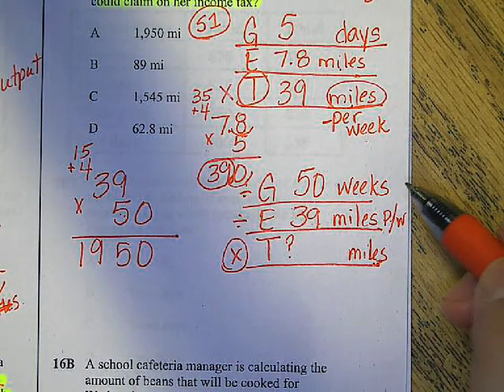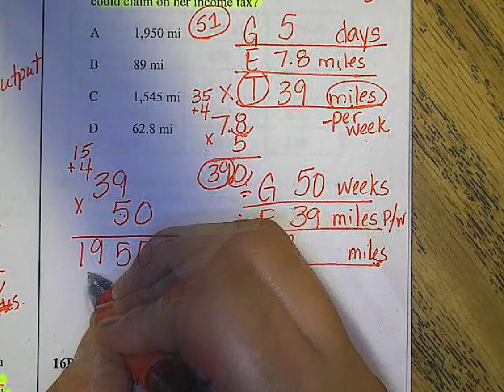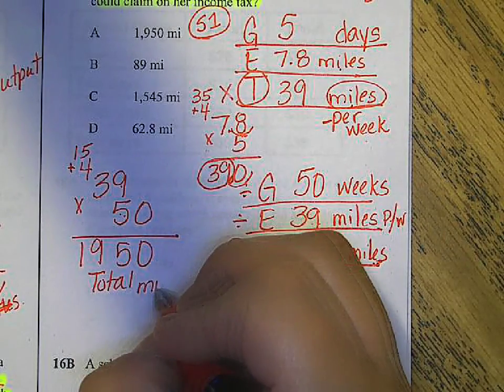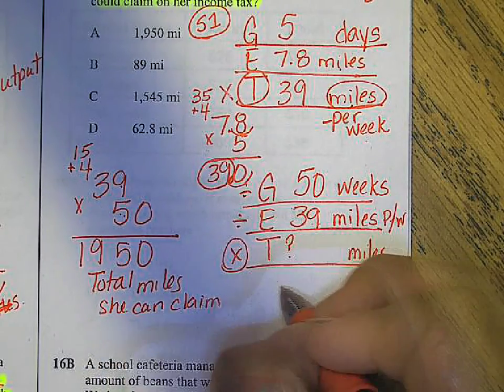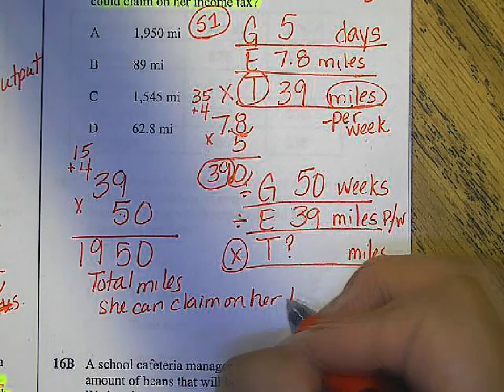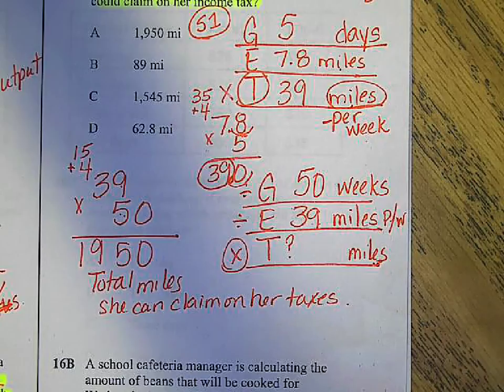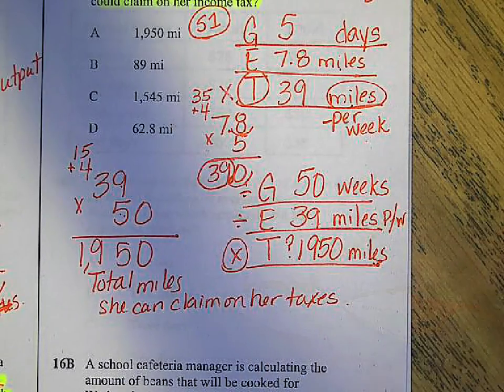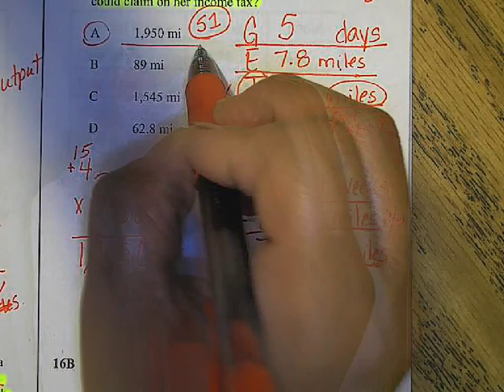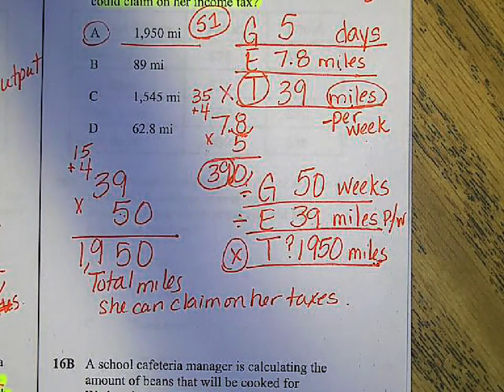Okay? So, these are my total miles she can claim. And I do want that complete sentence on her taxes. 1,950 miles that she can claim on her taxes, which is answer choice A. Was that difficult for anybody?